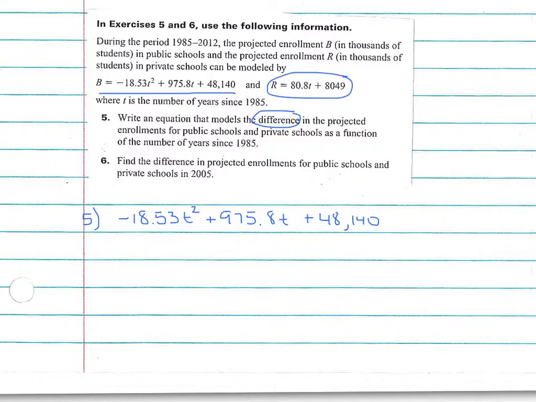If I'm going to subtract the R, both of those need to go to negatives, and I need to make sure I line them up. So it's going to be a negative 80.8 t minus 8,049. There's nothing with the t squared, so it's going to remain the same.